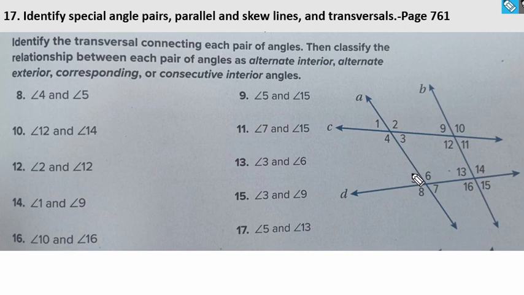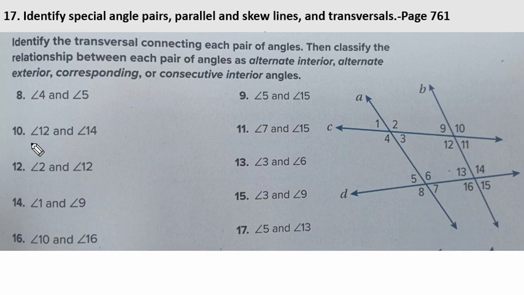Alright, now I'll move quickly on to the next questions. Question 9. Angle 5 and 15. If these two are your lines and this is a transversal, then angle 5 and 15 is alternate exterior. Opposite side and outside. What other pair? 8 and 14 is also alternate exterior.